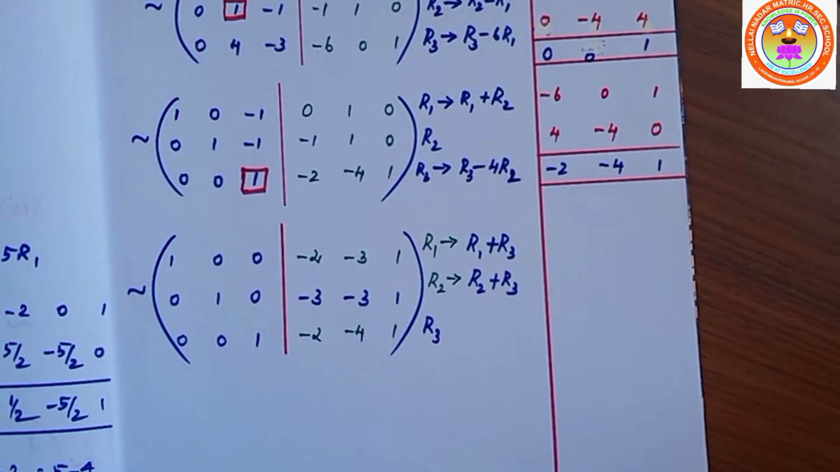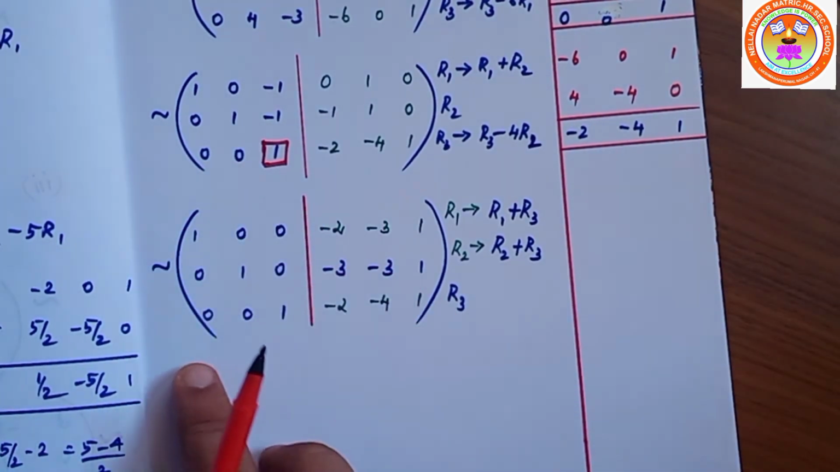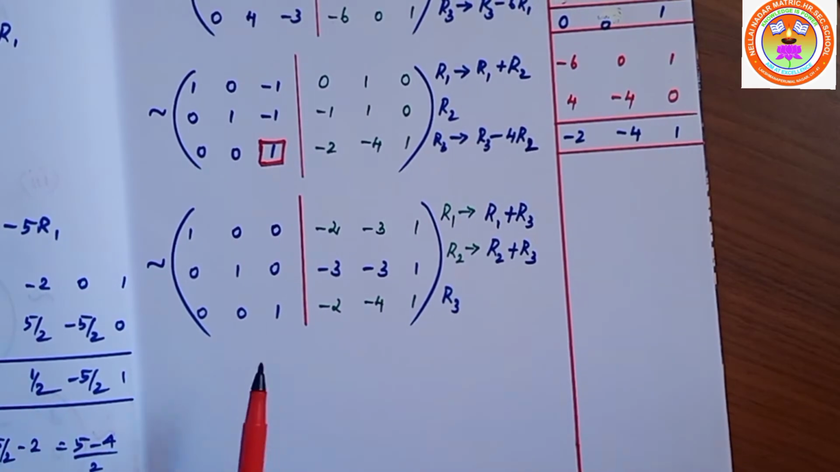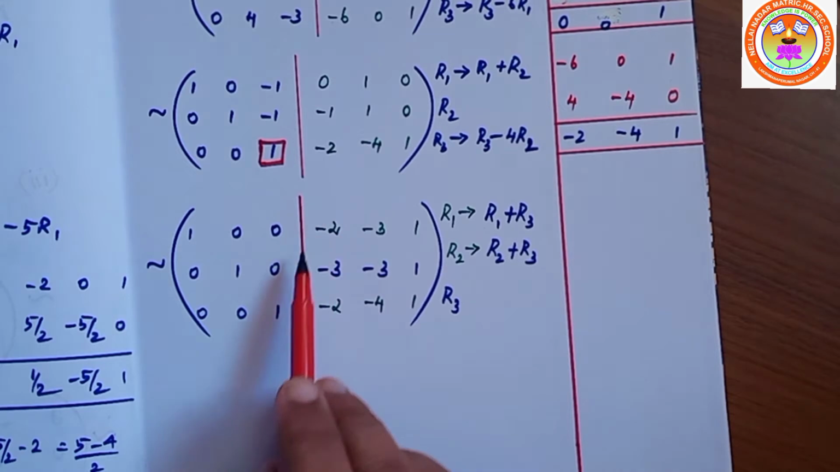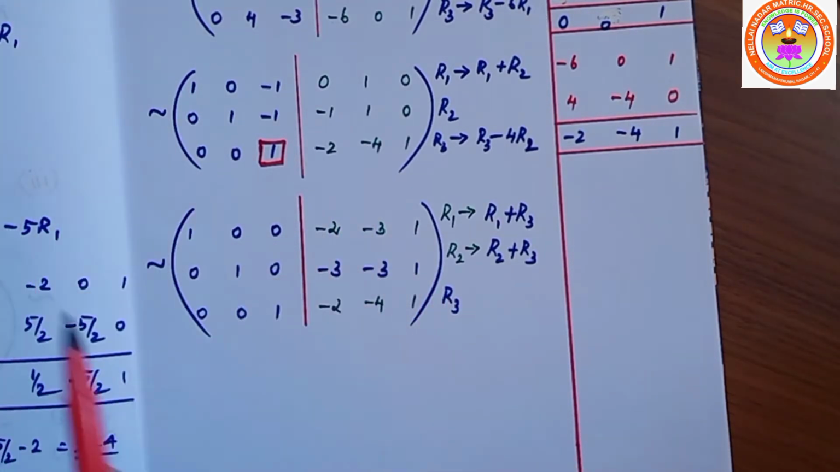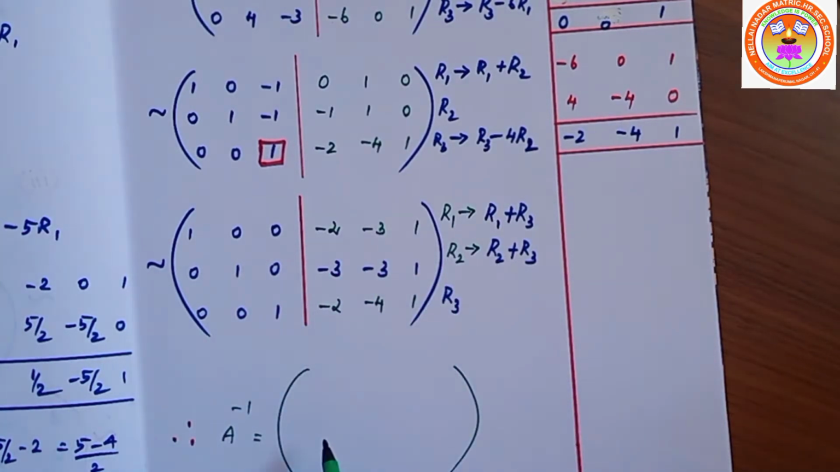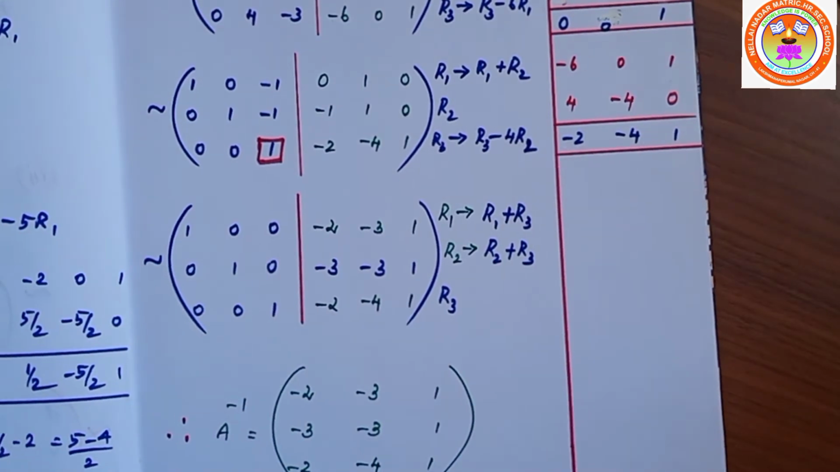Okay, now look at the first 3 by 3 matrix. It has been converted into identity matrix, correct? 1 0 0 0 1 0 0 0 1. So this is the inverse of the given matrix A. Therefore write the answer at the last. A inverse, that is equal to, this is A inverse, minus 2 minus 3 1, minus 3 minus 3 1, minus 2 minus 4 1. So subdivision 2 also completed.